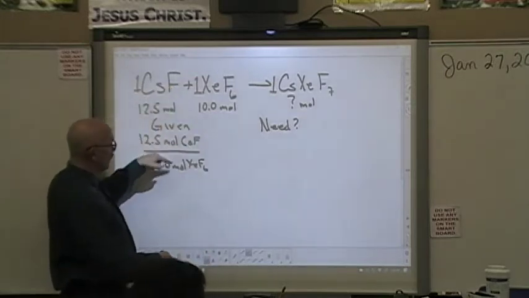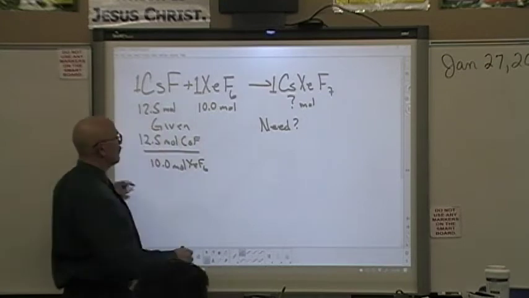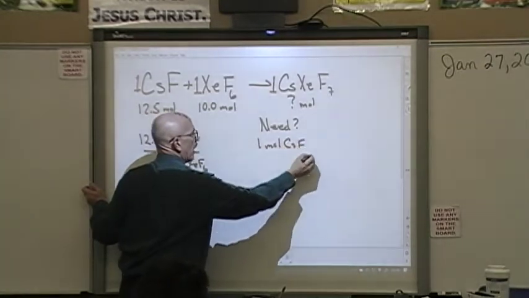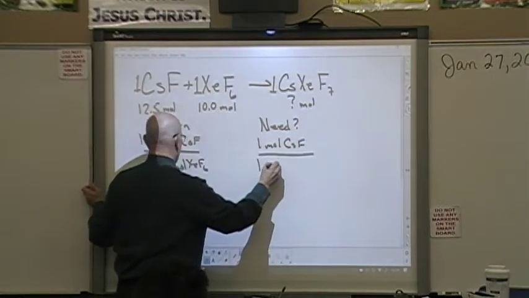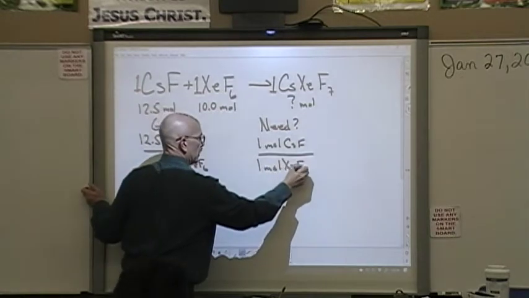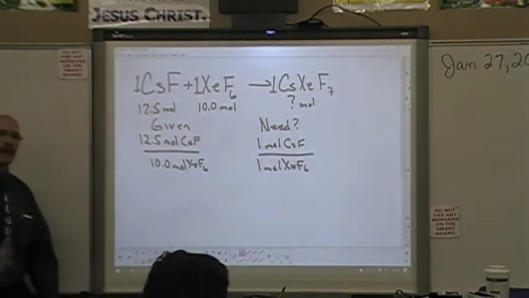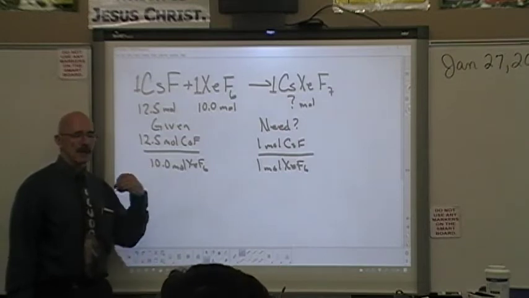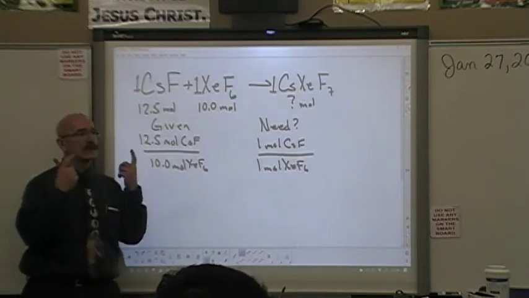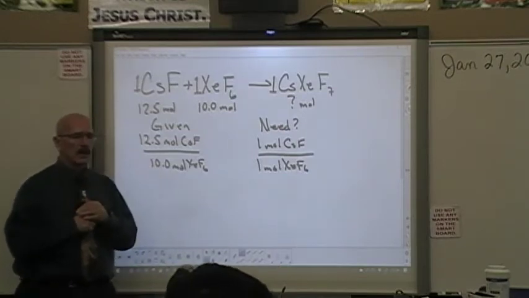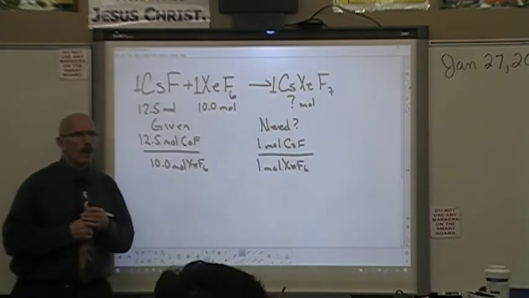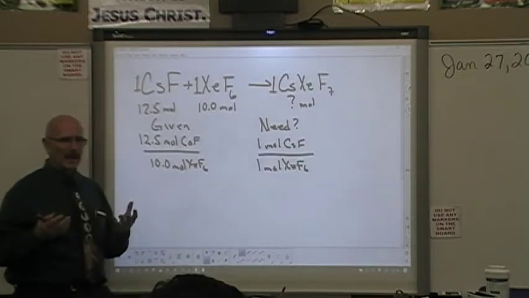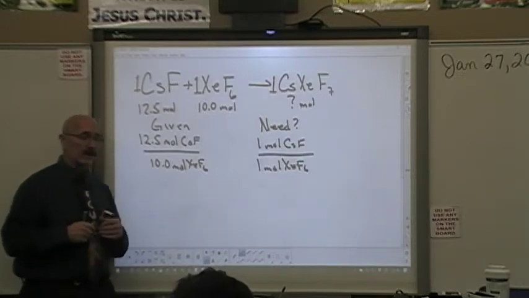So I'm going to write these in the exact same order, but it's going to be 1 mole of CsF requires 1 mole of XeF6. Okay. Now, before I can compare these, they have to have the same denominator. You can't compare 2 fractions unless they have the same denominator. If you say which one's bigger, 5/6 or 11/12, you can't compare them until you get a common denominator.